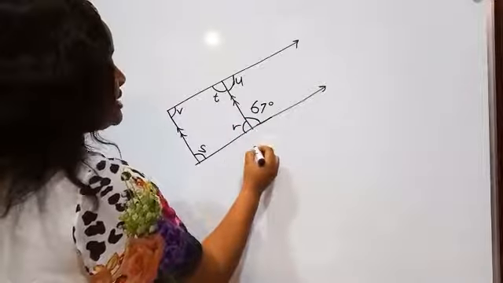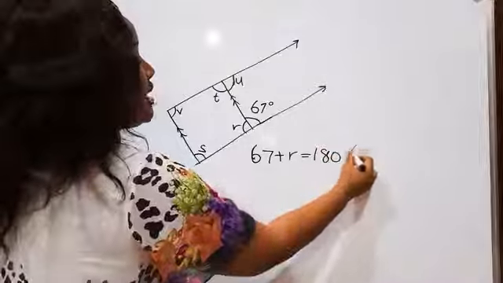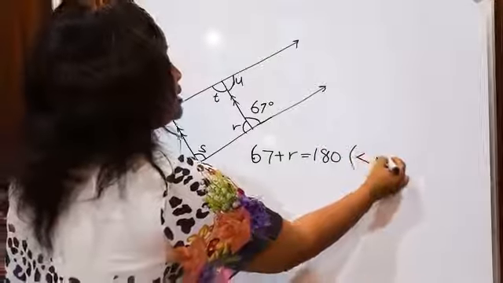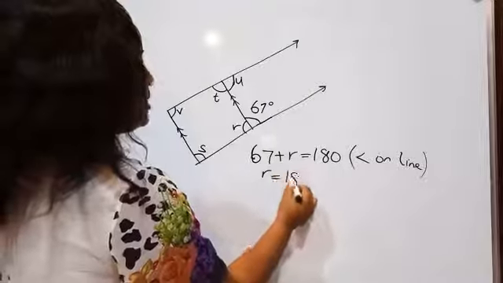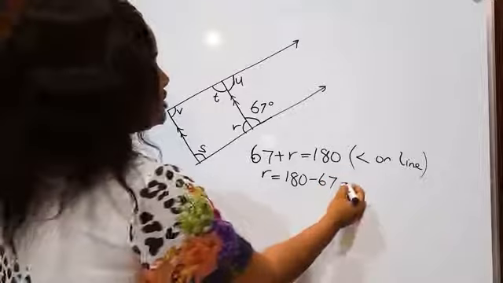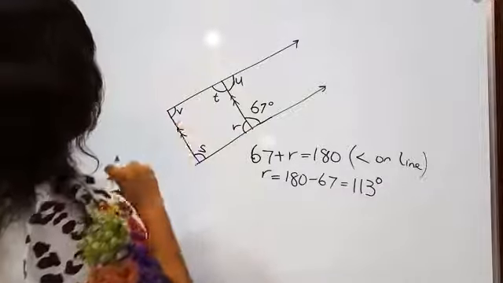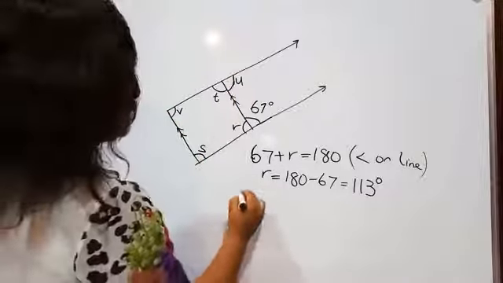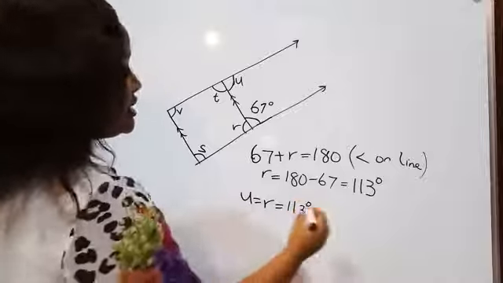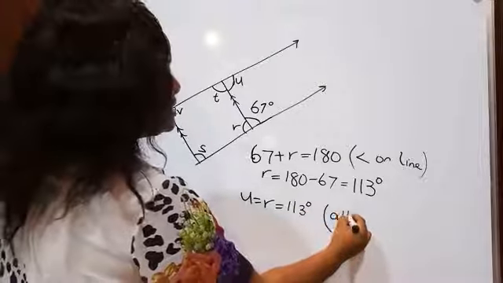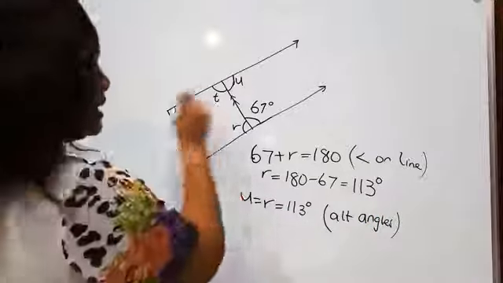Okay? R plus 67, or let's say 67 plus R equals 180. Reason being, angle on a straight line. Sorry for the short cuts. So you have R equals 180 minus 67, which gives us 113 degrees. Now, let's find U. Our U equals R, which equals 113 degrees, and our reason being alternate angles.